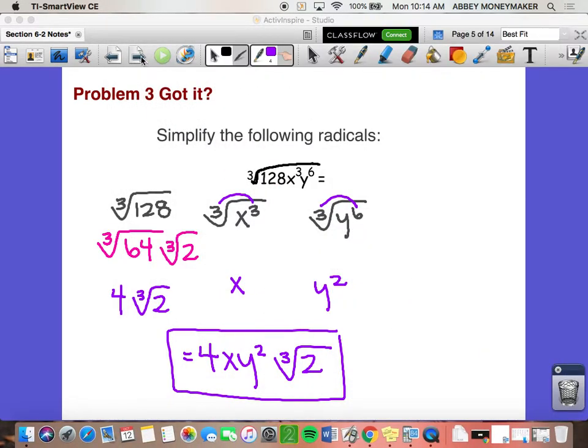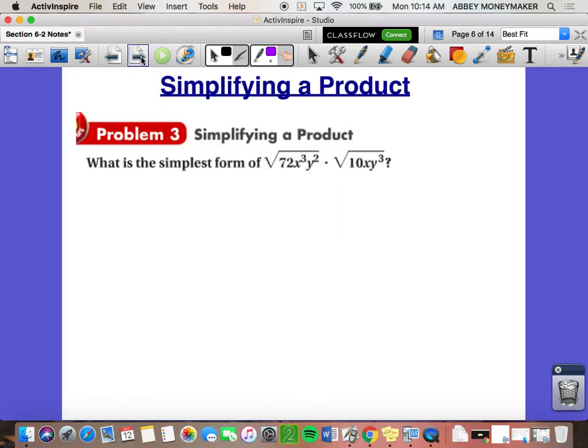Okay. I think we're ready to start multiplying, so here we go. We're going to simplify this product because it asks us what's the simplified form of the multiplication here. So you notice you have the same index, so you know you can go ahead and multiply them together. So let's go ahead and do that.